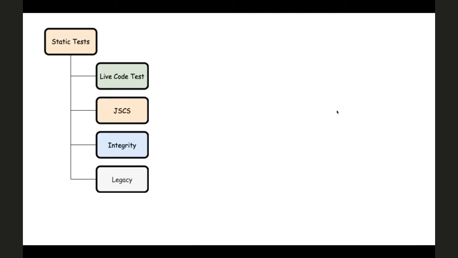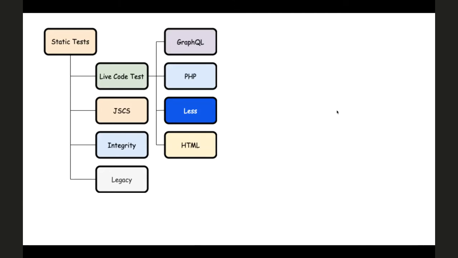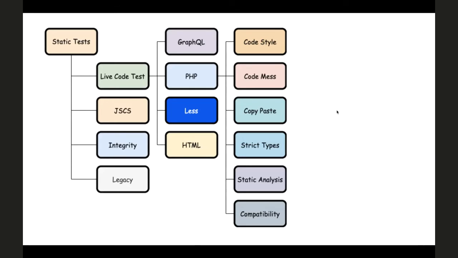And if you look deeper into the live code tests group, there are 4 subgroups: GraphQL, PHP, Less, and HTML. Most of them just call code sniffer for files with a certain extension. The PHP group has 6 subgroups, which call different tools to make some checks in the PHP. If we look at compatibility, strict types, and copy paste, it's pretty easy how it works. But for code style, code mess, and static analysis, it becomes more interesting. In this case, by static analysis I mean testing the code with the static analyzer.